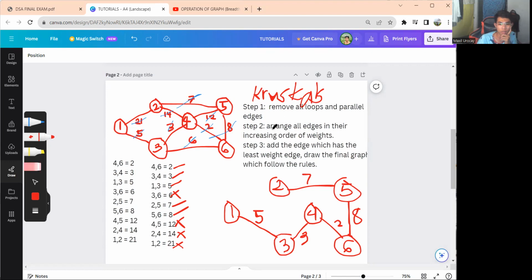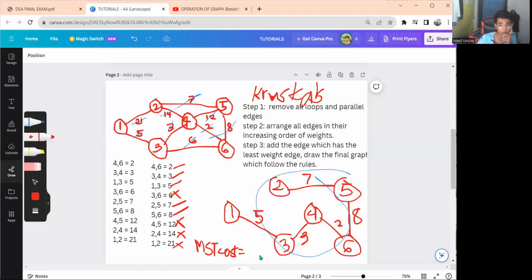minimum spanning tree with Kruskal's. So this is your graph, the final graph. And after that one, you calculate the minimum spanning tree cost, MST cost. And that is how much?